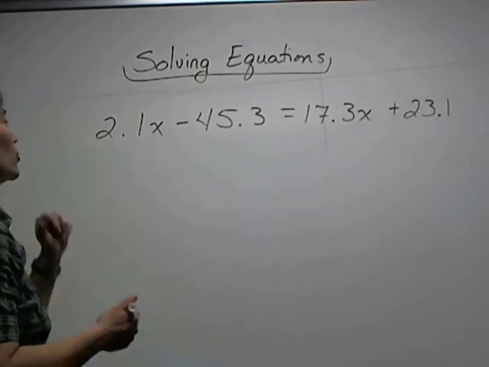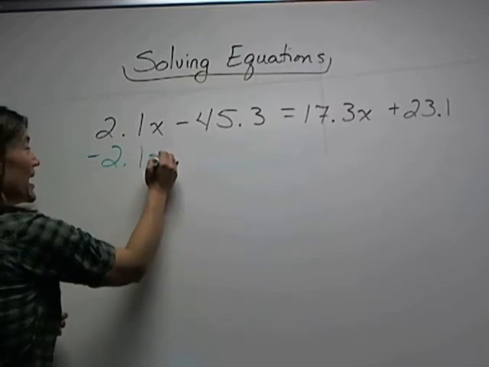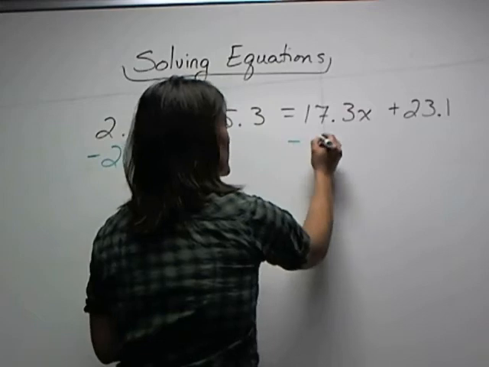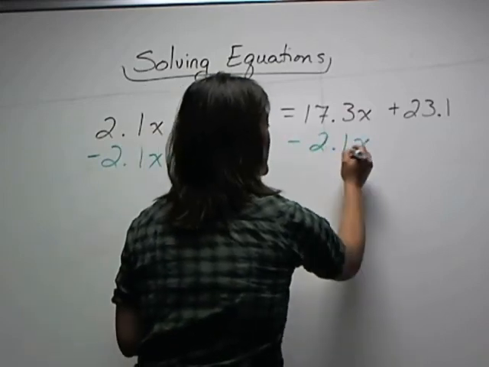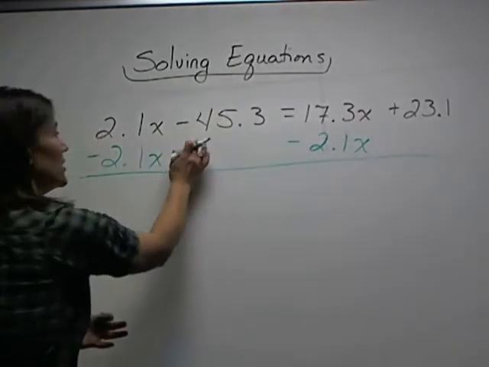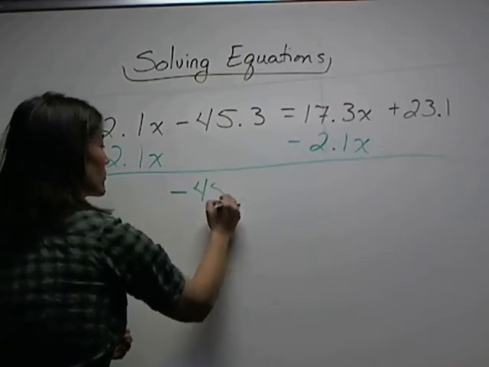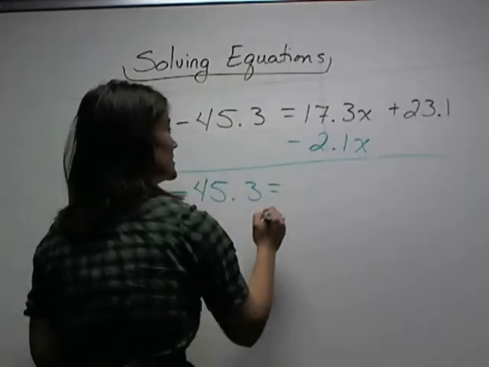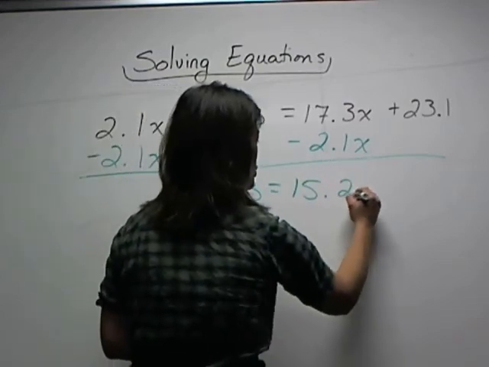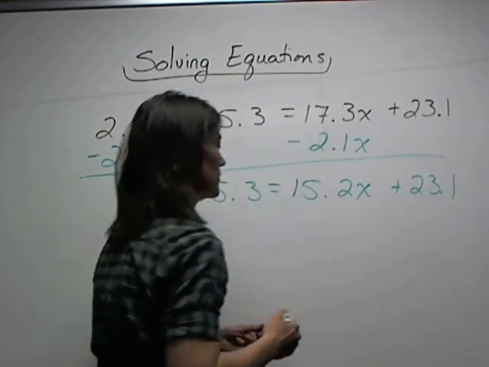Now it's a positive 2.1 because there's nothing in front of it, so that means I'm going to subtract 2.1x. The variable goes with because I'm moving that entire term, and now I line up my decimal points very nice and neatly and my like terms. Our result over here, don't lose the fact that the 45.3 is negative, so it's a negative 45.3 is equal to, subtract this off, we end up with 15.2x, and then add the 23.1 at the end.